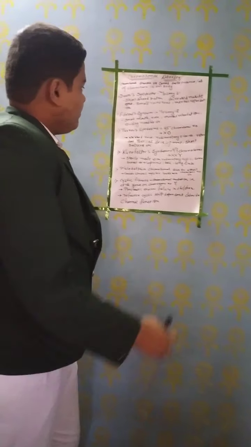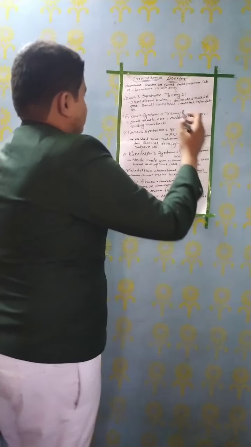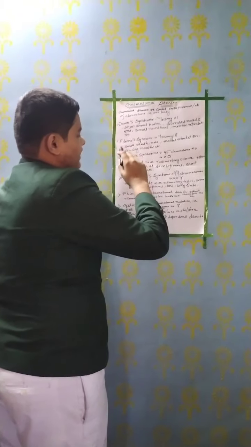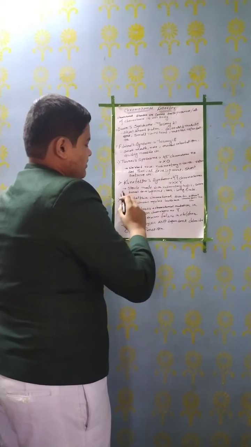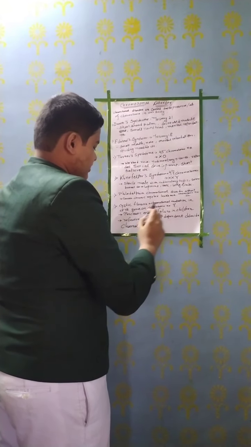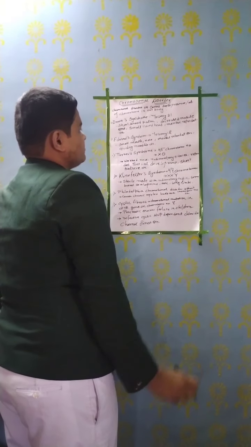So this was all about chromosomal disorder. First Down syndrome, then Edwards syndrome, Turner syndrome, Klinefelter syndrome, Philadelphia chromosomal disorder, and cystic fibrosis.